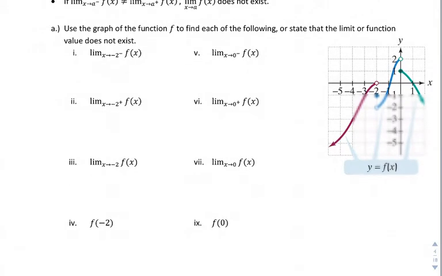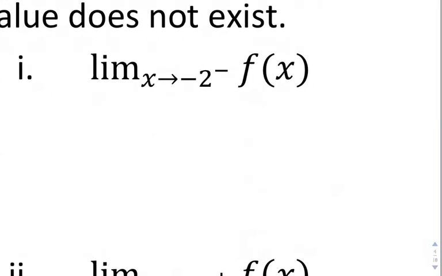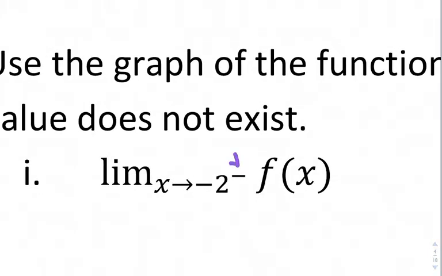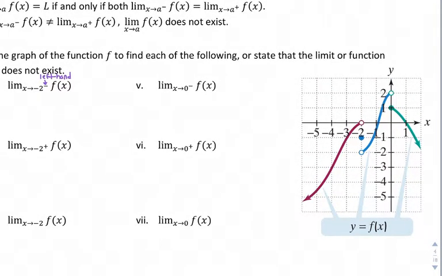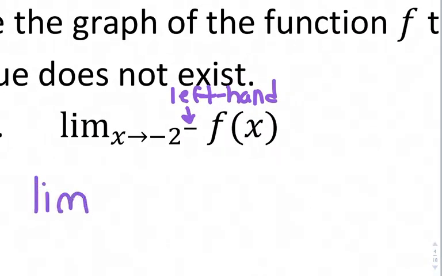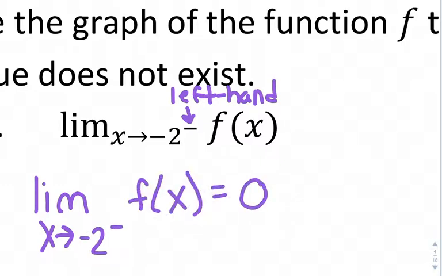So looking down here, we're going to use that graph and fill in all this missing information. So it says limit as x approaches -2, and then it has a negative up in the exponent. So I know that's talking about the left hand limit. So as x approaches -2, I'm just going to look at the left side. So here's -2, and we're only looking on the left side of it. So as x approaches -2, my y value is getting closer and closer to 0. So what we say is limit as x approaches -2 from the left hand side is equal to 0.